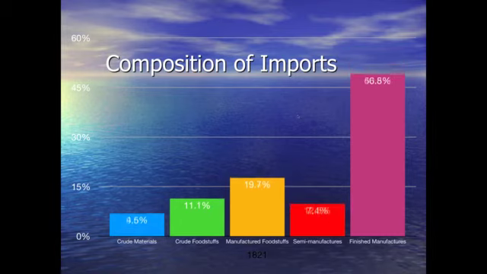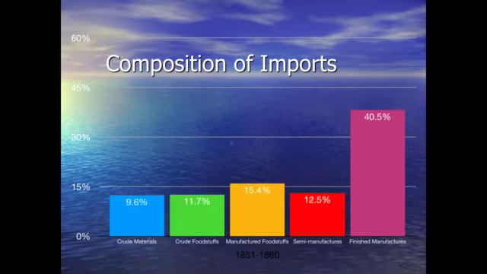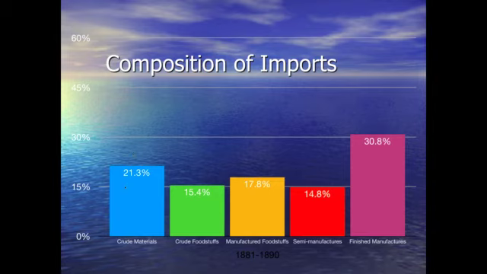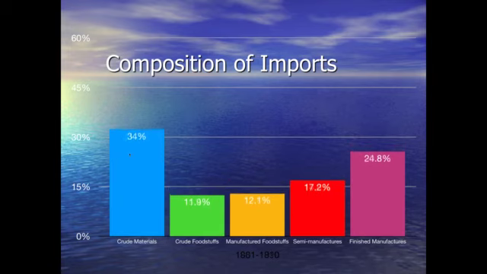So if we move into right prior to the Civil War, we can see that finished manufacturers, the level of imports as a percentage of all imports, is shrinking, while the remainder of these is becoming more and more important. If we continue on, again, what do we end up seeing? We're seeing finished manufacturers becoming less and less important as imports, while we start importing more and more crude materials. Let's see if that pattern continues. And as you can see, it does continue. Crude materials are getting imported at a higher level, and we're importing less and less finished manufacturers.